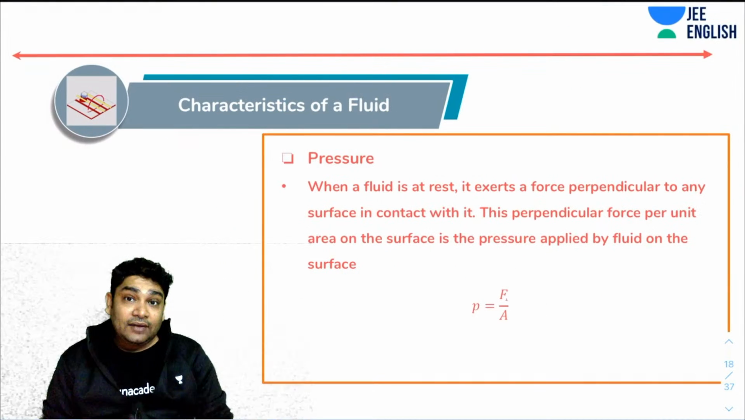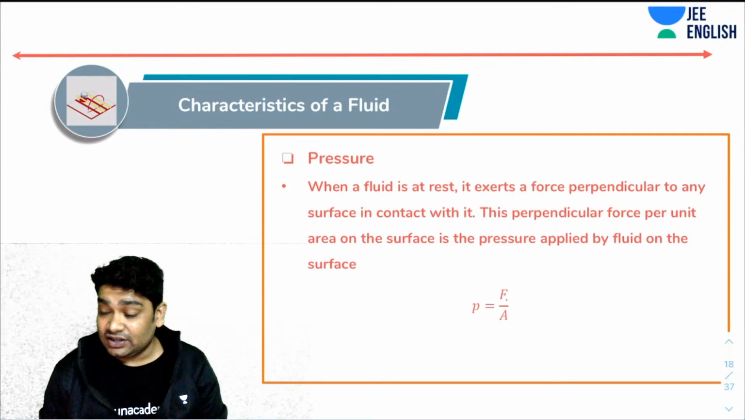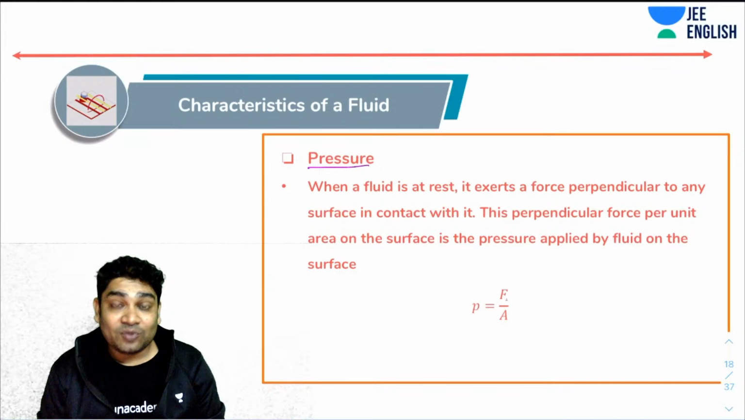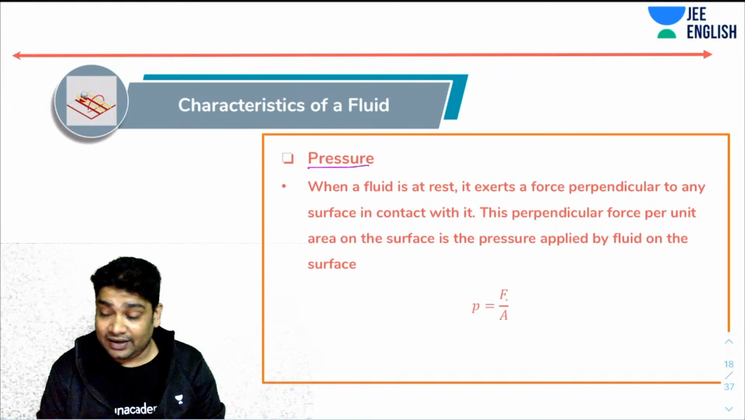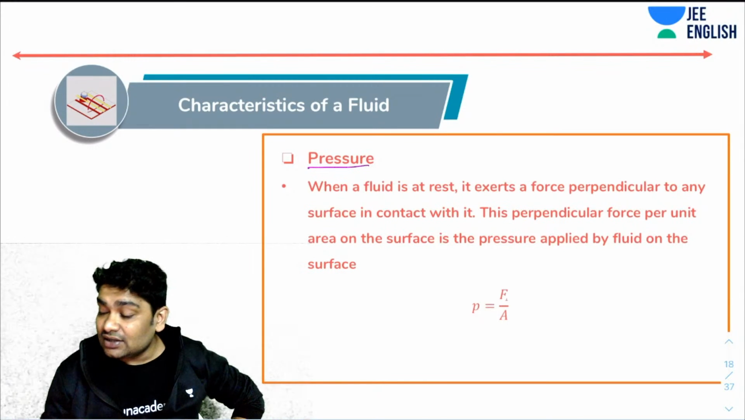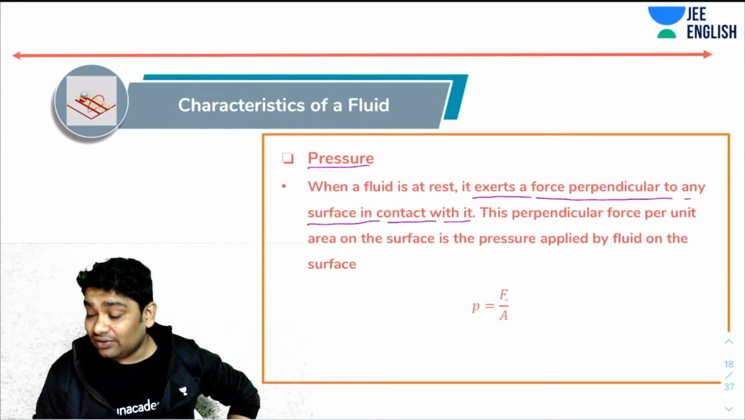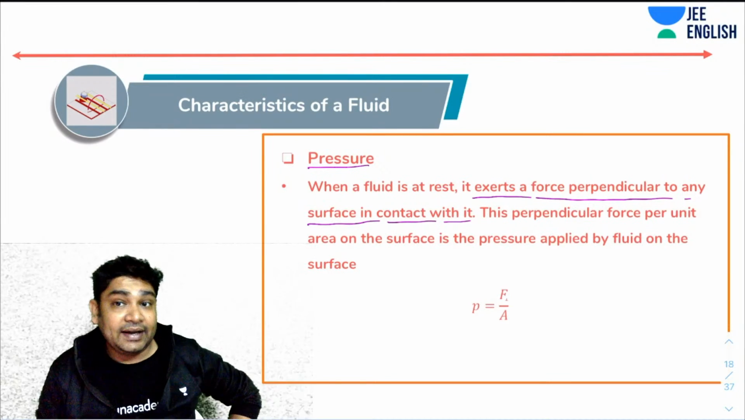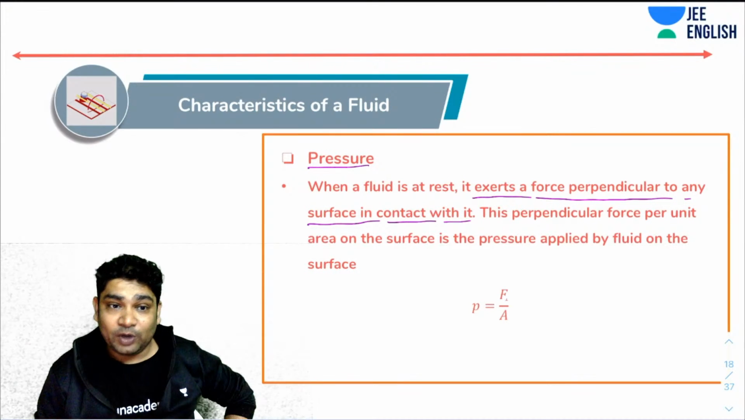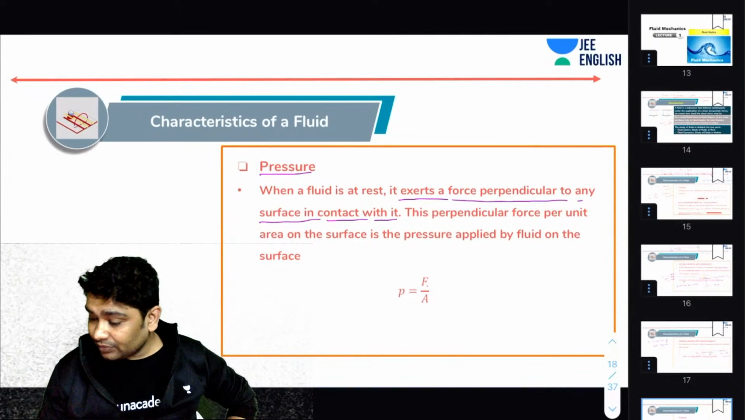All right, now another very interesting characteristic of any fluid is pressure. It always exerts a pressure. So the way you define the pressure is the force exerted per unit area. Okay. Now, for any fluid at rest, it exerts a force perpendicular to any surface in contact with it. Okay, this perpendicular force per unit area is what we define as pressure applied by the fluid. Now, why does this happen? Let's talk about that a bit.